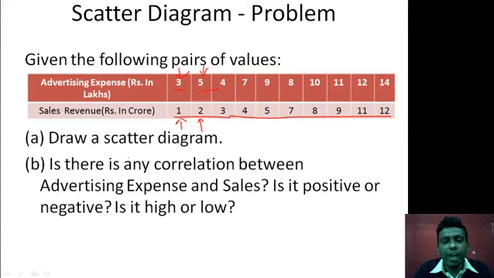Now what they have asked you is to draw a scatter diagram, and apart from the scatter diagram, that is the graph, they have asked you a question: is there any correlation between advertising expenditure and sales revenue? Is it positive or negative? Is it high or low? All these basics we have seen in our previous video lecture. Now let us solve this problem.